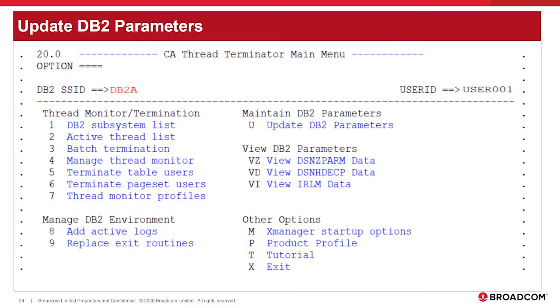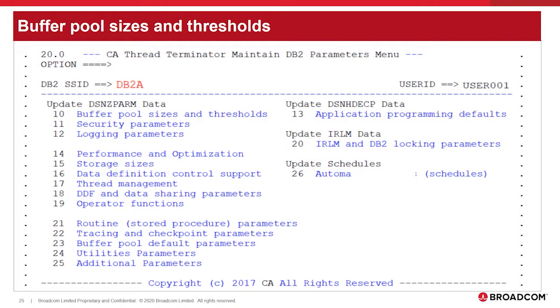Now we are back to the main menu. So let's choose the last one, which is update Db2 parameters. So type U and press enter. There are a bunch of Db2 parameters available here which we can update. In this video, let's try to change the buffer pool size and threshold. So type 10 and press enter.